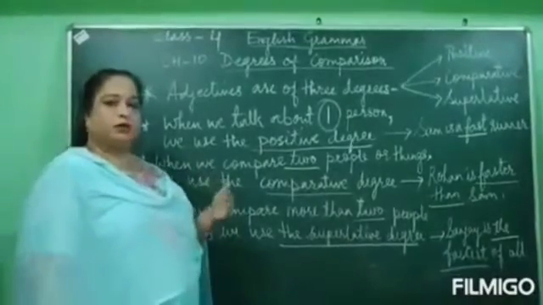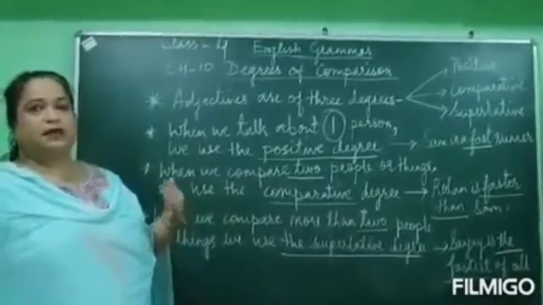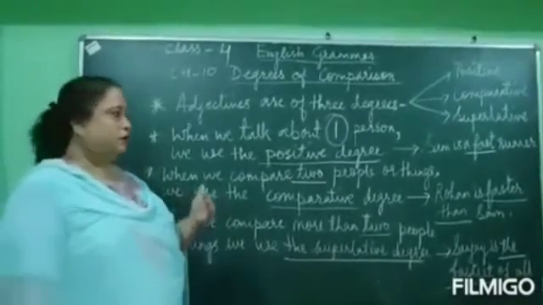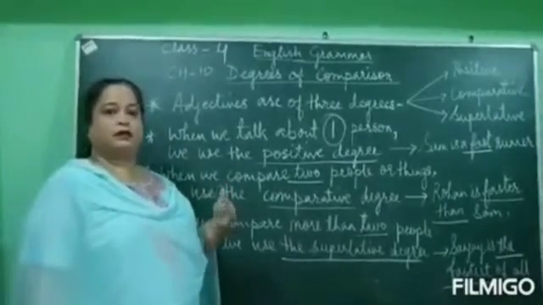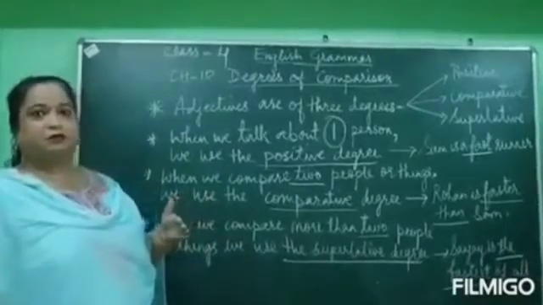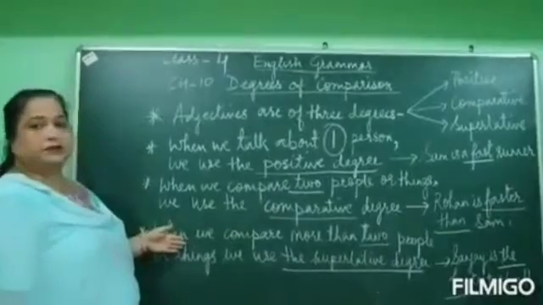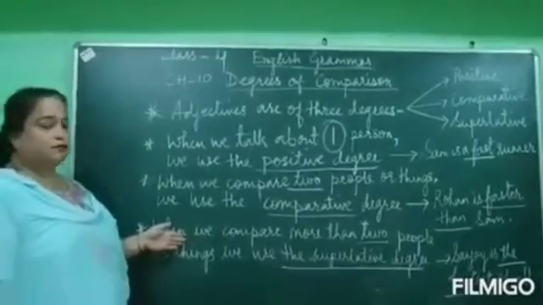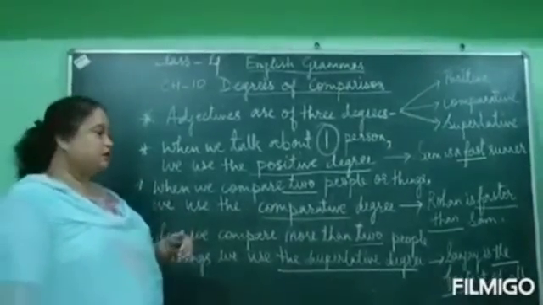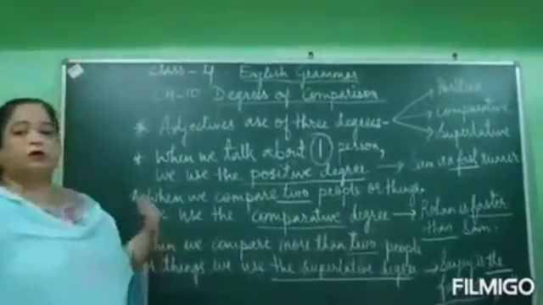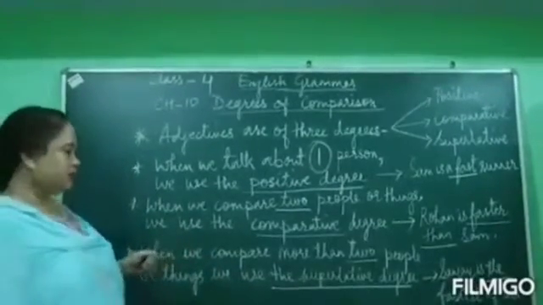So how did I write about them? I wrote, Rohan is faster than Sam. In this sentence, I am comparing two people, Rohan and Sam. Sam is fast, but Rohan is faster. Faster than who? Faster than Sam. Let us have a look at the third degree, or the superlative degree. So when do we use this degree? We use this degree when we talk about more than two people or more than two things.